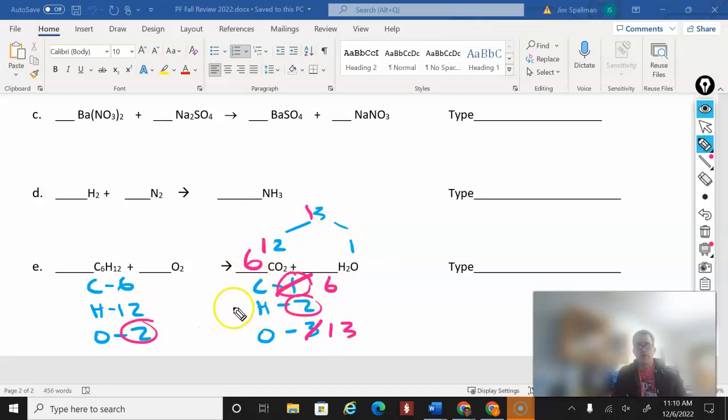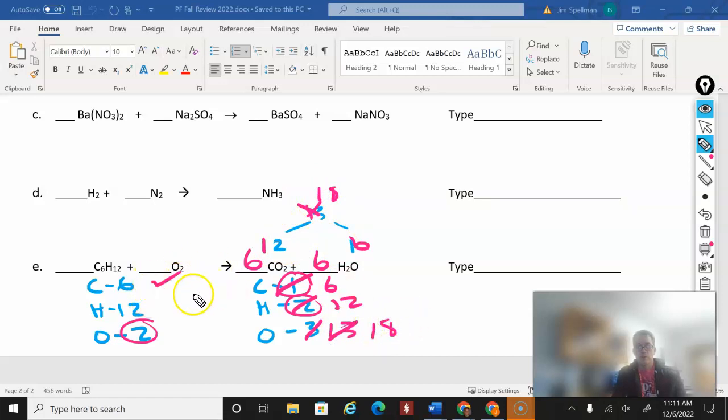I can balance my hydrogens. There's 12 on each side, so I need to turn this 2 into a 12. I can do that with a 6 on the front because 6 times 2 is 12. Again, that changes my oxygens. Now I still have 12 over here, but now I've got 6 on this side. So my 13 has turned into 18.